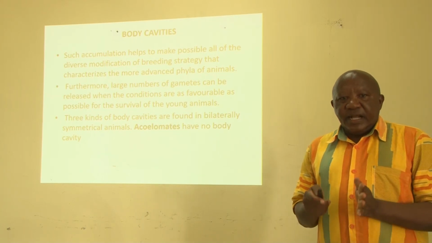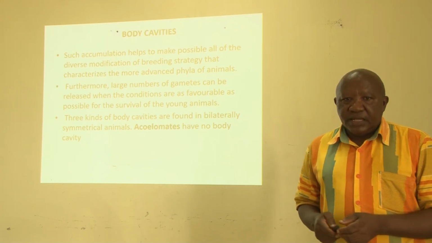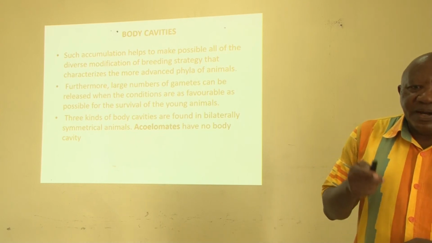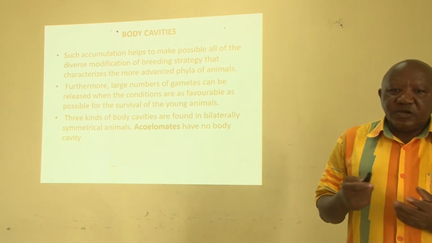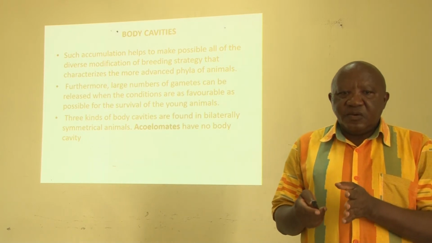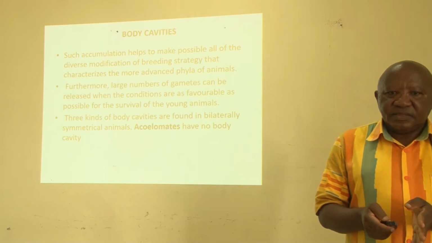In this regard, three kinds of body cavities are found in the bilaterally symmetric animals. Acoelomates have no body cavity.